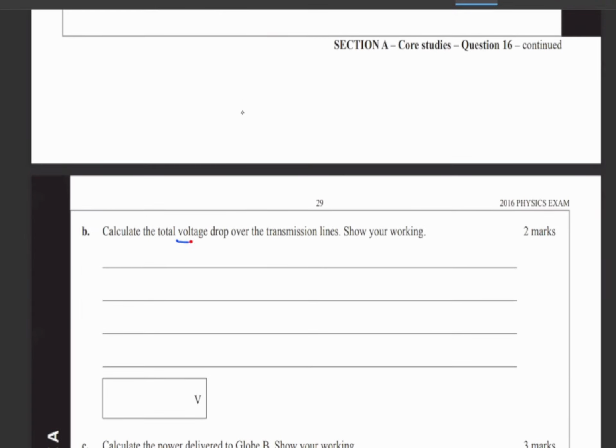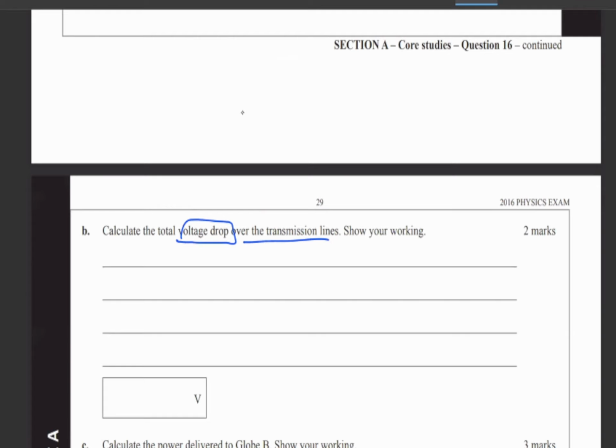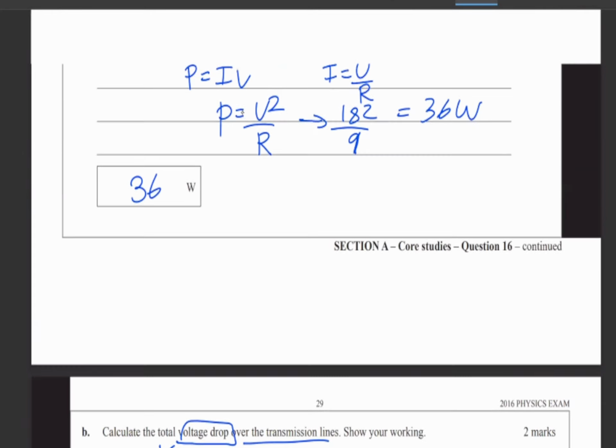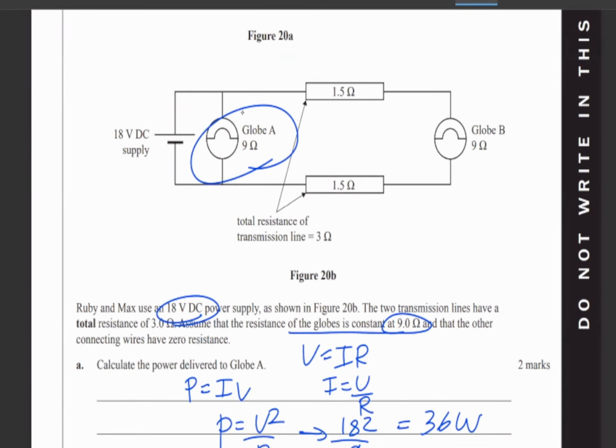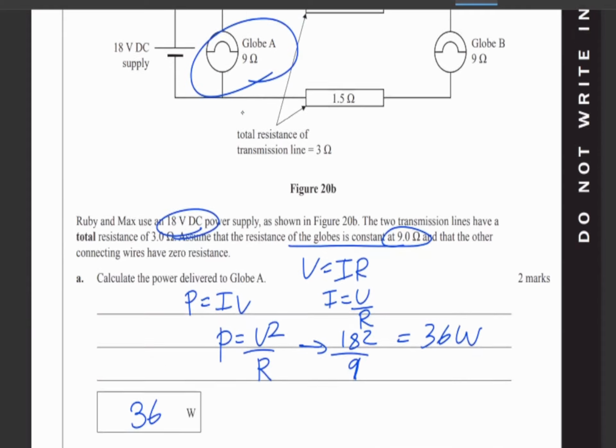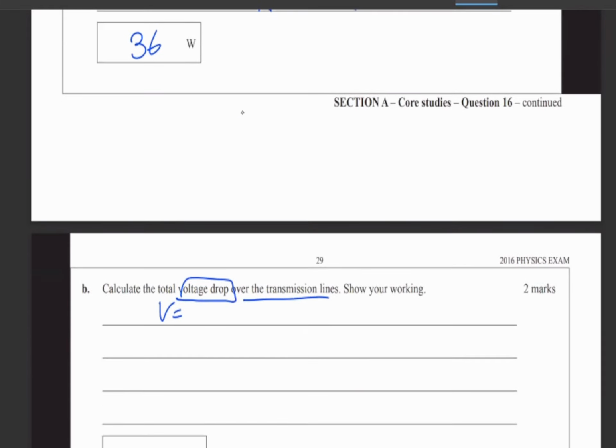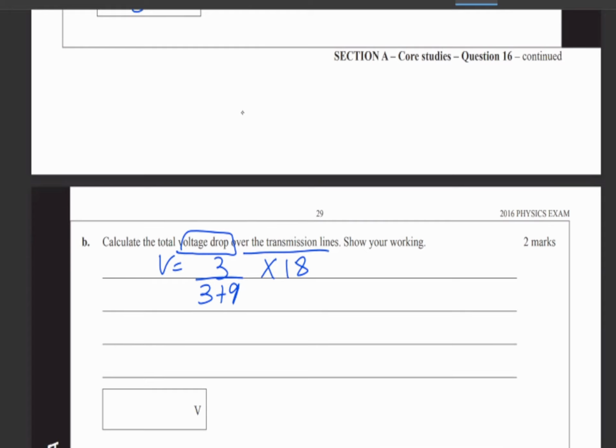Calculate the voltage drop over the transmission lines. So V equals, total of 3 and 9, 3 over 3 times 18. So V equals IR, which is 4.5 volts.